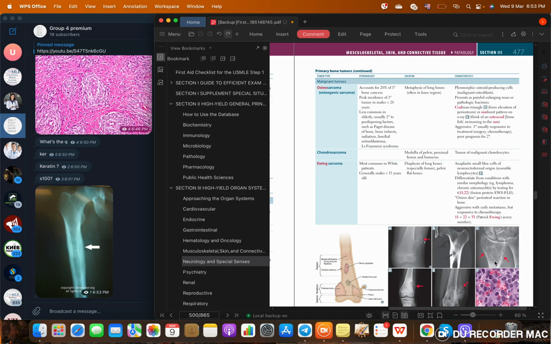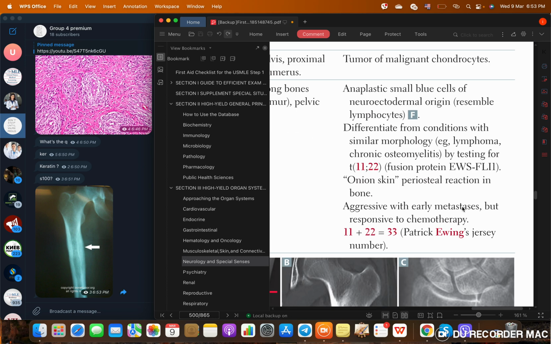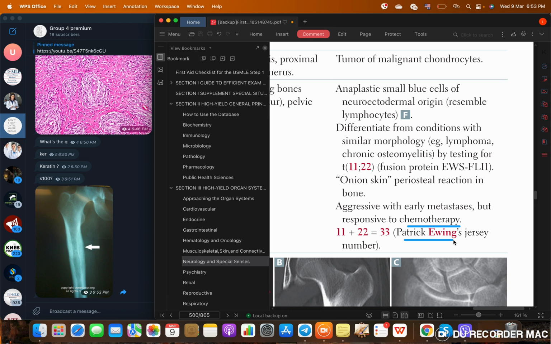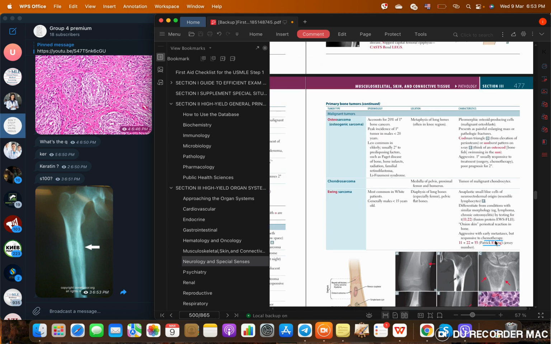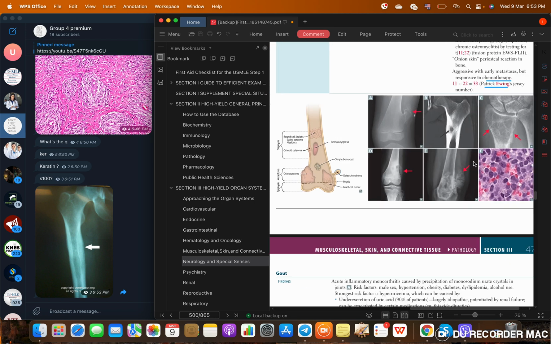Okay. So it's aggressive with early metastasis, but responsive to chemotherapy. Now there is some type, I'm not sure, I think he's a basketball player. His name is Patrick Ewing, and he has a jersey with, I think, number 11 or something. I'm not sure about that. It's just something related to sport. I really don't know.